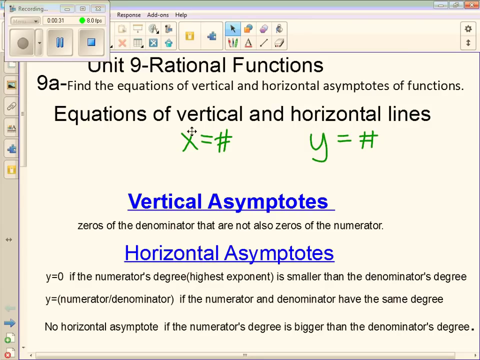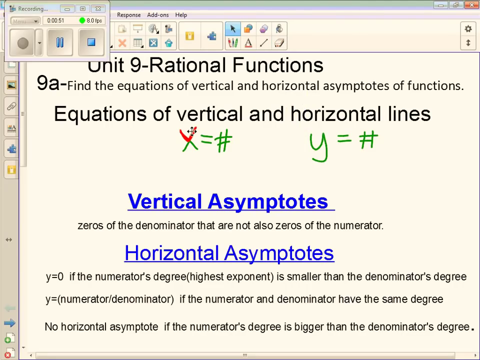Easy way to remember that is vertical, the top of an x is v for vertical, and a y, if you flip it upside down, I know it matches up with an h for horizontal.